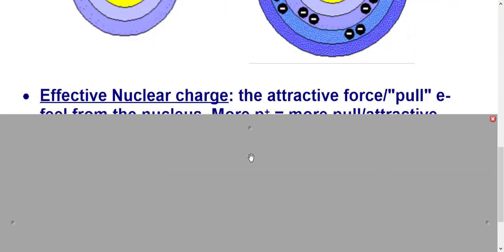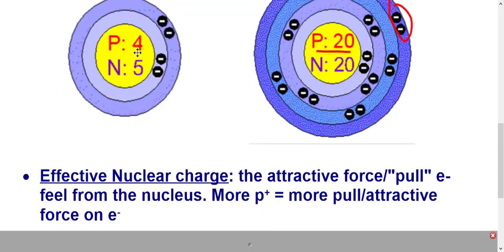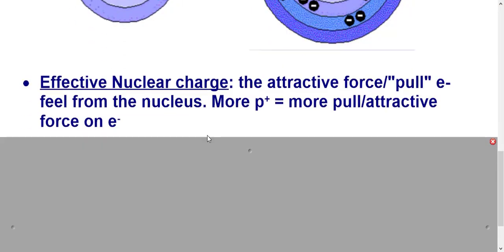Now let's look at effective nuclear charge, because if you look at this image, beryllium has an effective nuclear charge of 4 protons versus 20 in calcium. So how do more protons affect Coulombic attraction? More protons, you would think, more attractive forces. The definition of a nuclear charge is the attractive force or pull electrons feel from the nucleus. And as you would think, more protons, more attractive pull. How does this play in with distance, though?